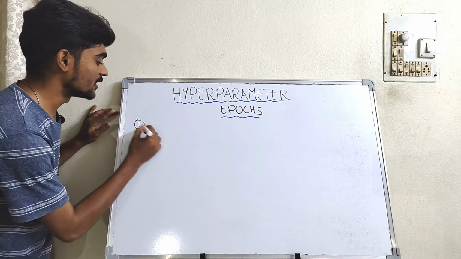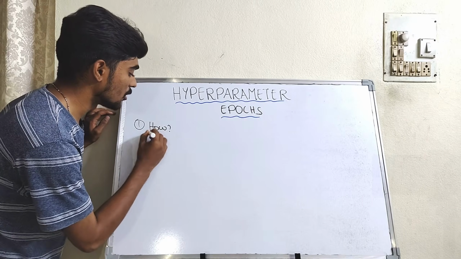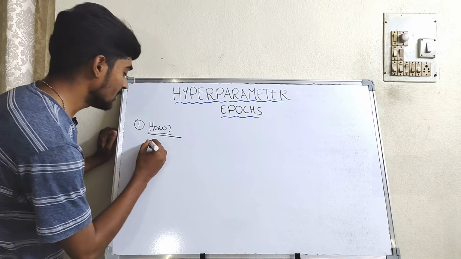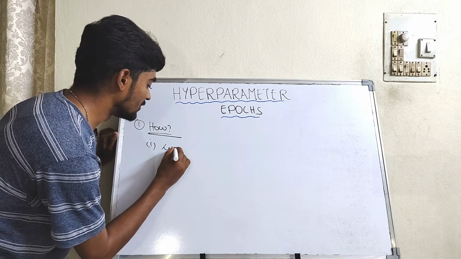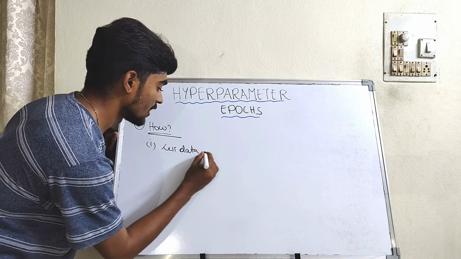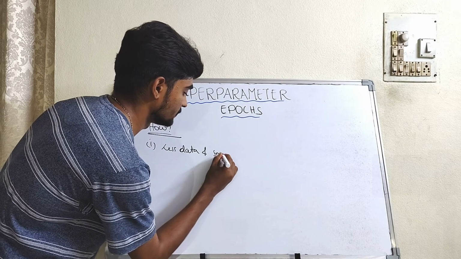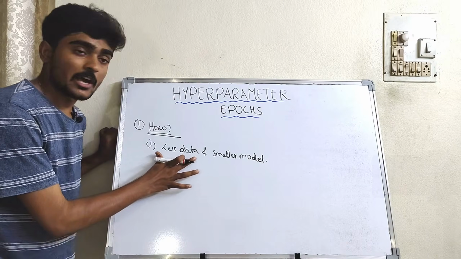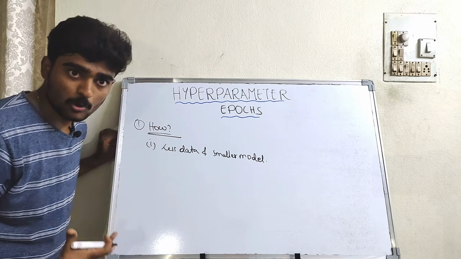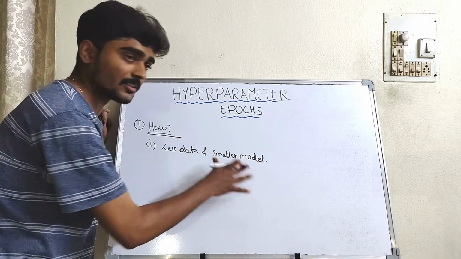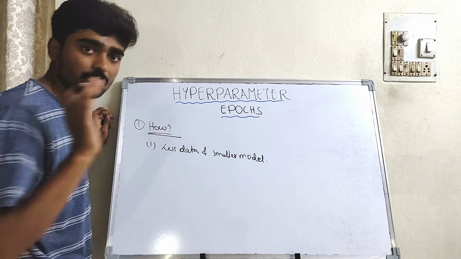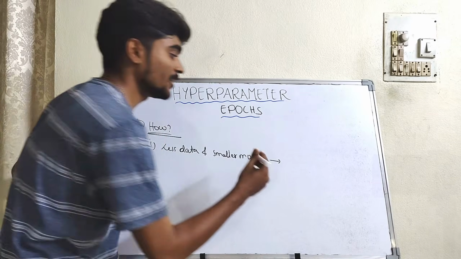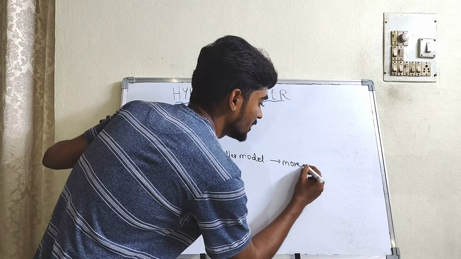Our first point is how do we actually set these epoch values. To understand this we basically need to see four cases. Our first case is less data and a smaller model. When we have less data and our model is smaller, let's say we have 100 rows of data and our model is a one layer neural network, just a single layer neural network, in this case we need more epochs.